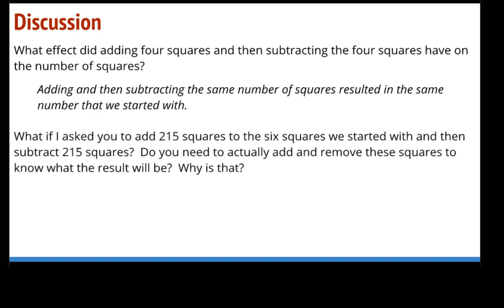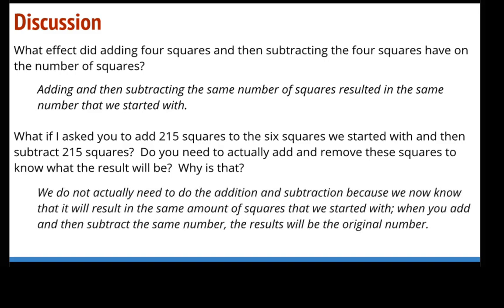So let's extend that thinking for a moment here. If I asked you to add 215 squares to the 6 squares we started with, and then subtract the 215 squares, would you actually need to do that mathematically? Would you actually need to do 6 plus 215 and then subtract 215? Or do you already know what the result is going to be? And how do you know?